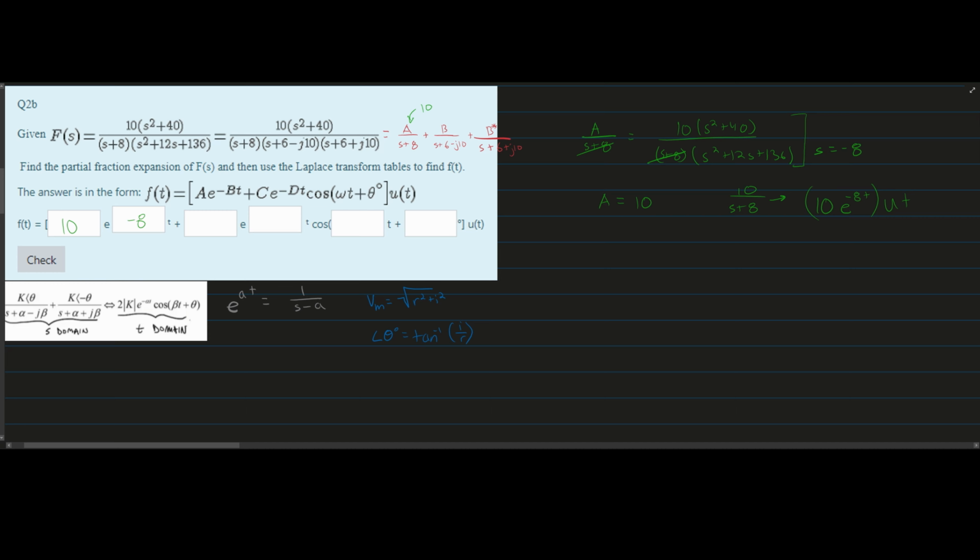Then we have plus. Now we have to look at our part B, which has the complex number in it. And so in our part B, it's going to be B over whatever we have as B. So in this case, it's s plus 6 minus j10. And this is equal to our entire equation. So again, 10s squared plus 40. This time though, since we are actually dealing with this specifically, we need to write out the entire bottom. So we're going to have s plus 8, and then we're going to have s plus 6 minus j10.